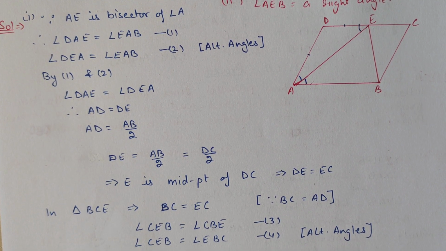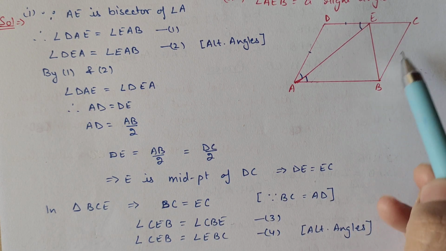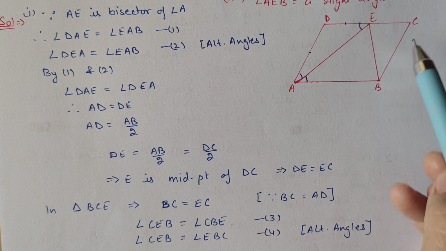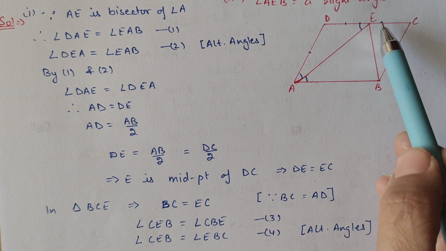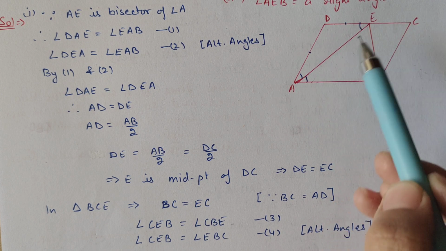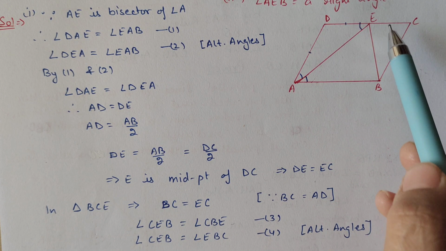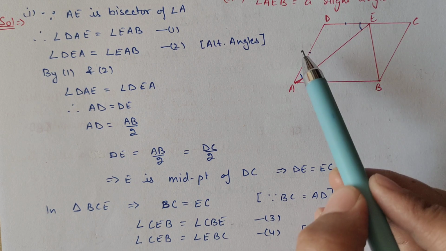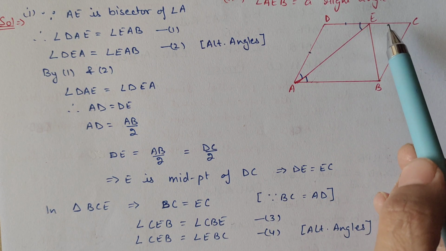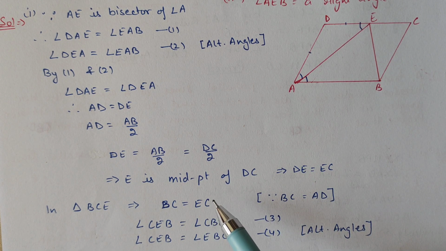Now we will go for this angle B. Now we'll come to this triangle BCE. In this triangle, just now we have proved that DE is equal to AD and DE is equal to EC. It means these two sides are also equal. These are the opposite sides, so these will be equal. So EC and BC are equal to each other.